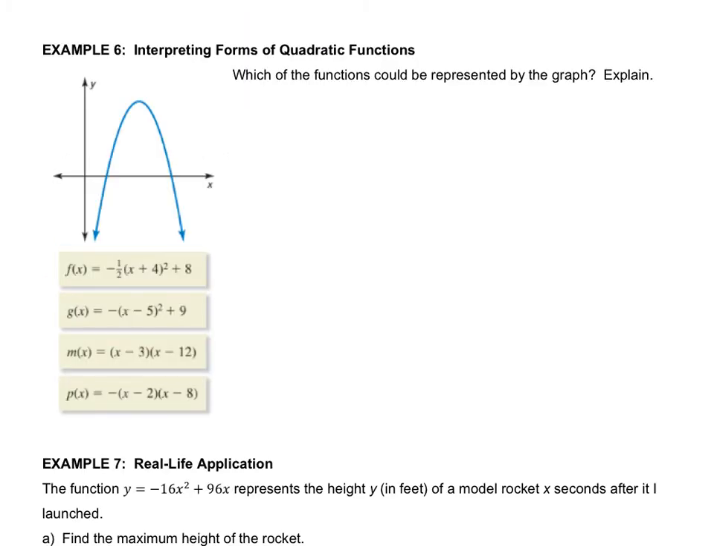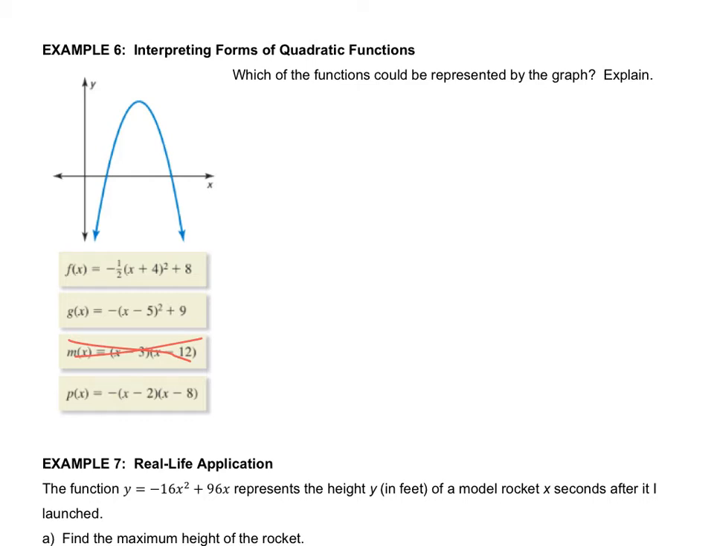This one doesn't necessarily have anything to do with completing the square, but while we're on the idea of vertex form, we can look at this one. It says which of the functions could be represented by the graph, and then we have to explain. So it's a downward parabola. It's a frowny face parabola. So anything positive is out. So it can't be M.